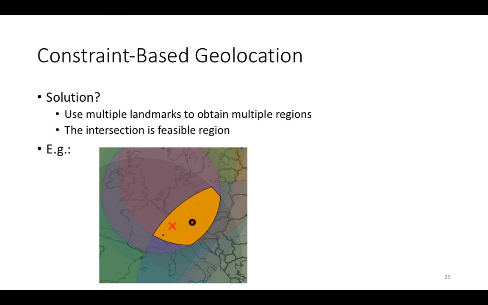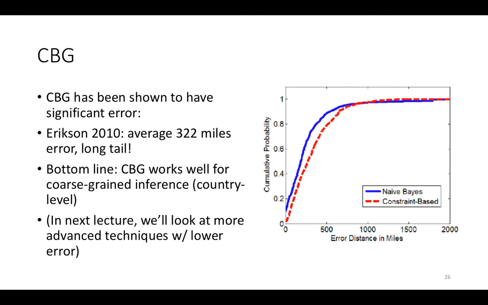When we take the intersection of all of these possible regions, this gives us the actual feasible region of the target. Here I've shown an example where you can see many of these different circles, all corresponding to the distance estimation from different landmarks to the target. And the intersection of these is actually this polygon that is in orange here. So the target must be somewhere in that physical region.